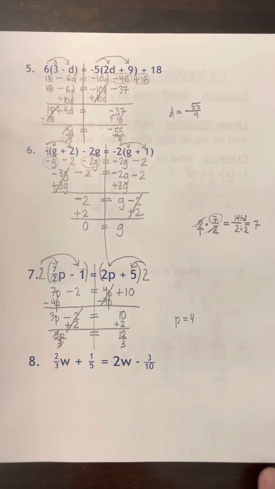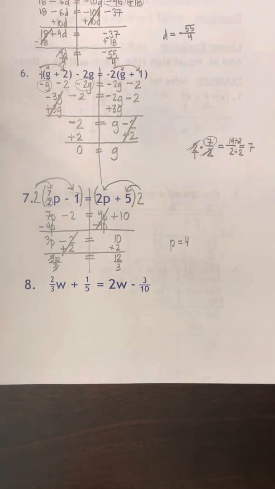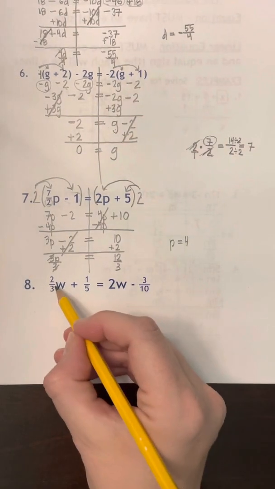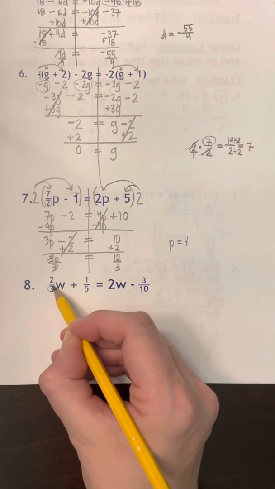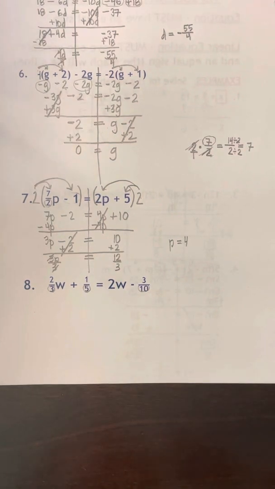So let's look at number 8. Now number 8 looks a little bit different because there's more than one fraction. So let's look at all those denominators. We have a 3, we have a 5, we have a 10. So my question would be, okay, what would be the common denominator? In other words, what's a number that 3 and 5 and 10 can all divide into evenly, and that would be 30.